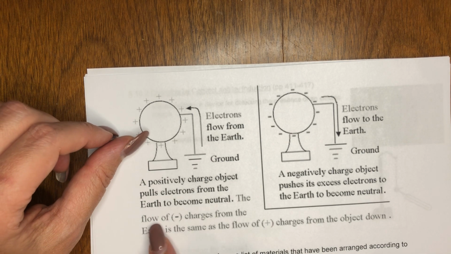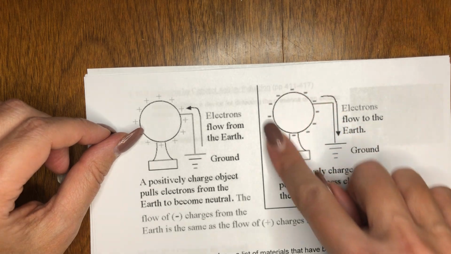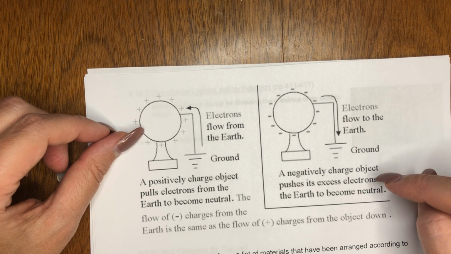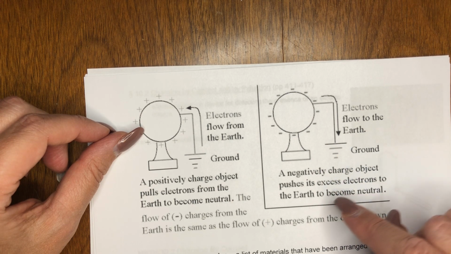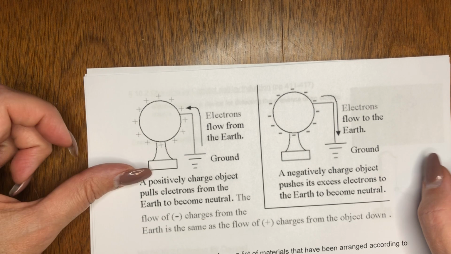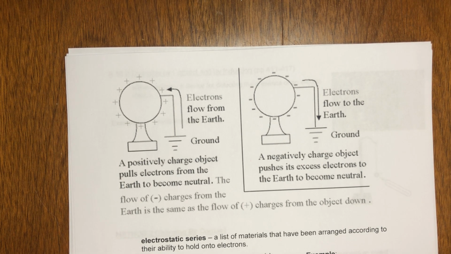So the flow of negative charges from the earth is the same as the flow of positive charges from the object down. Now, if it's a negatively charged object, then the excess charges or electrons would be pushed into the earth in order for the object to become neutral. You have to have an equal number of positive and negative charges in order to be neutral. An object must.